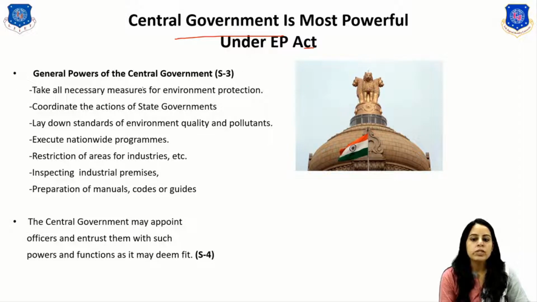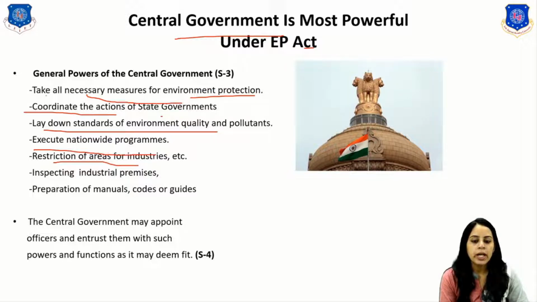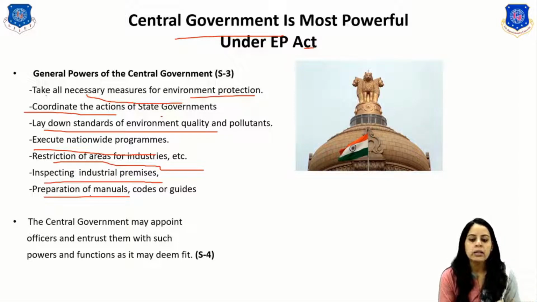The first is the power of the central government: to take all necessary measures for environmental protection, coordinate the action of state governments, lay down standards of environmental quality and of pollutants, execute nationwide programs, restrict areas for industries, inspect industrial premises, and prepare manuals, codes and guidelines. The central government may appoint officers and entrust them with such powers and functions as it may deem fit. This is Section 4.